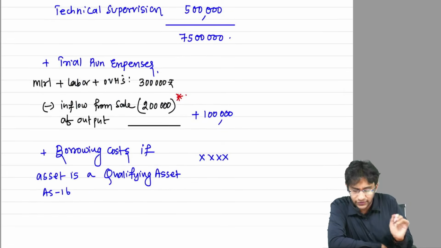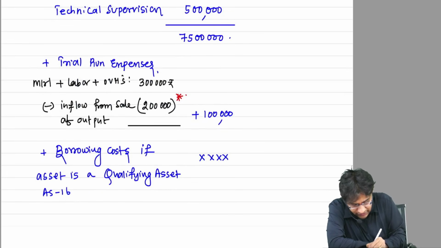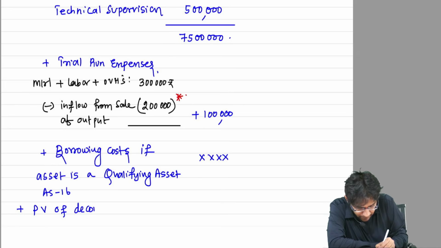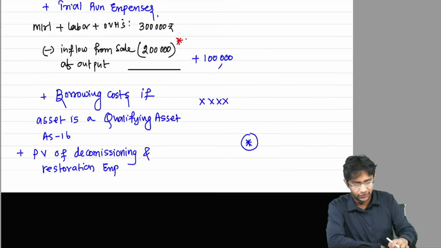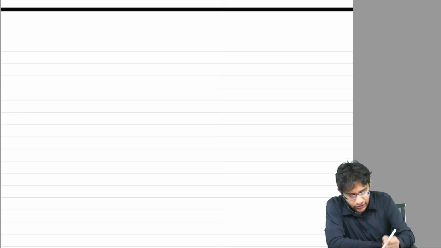So all this we have capitalized, fantastic, sir. Now finally, the last one is there. This is present value of decommissioning and restoration expenses. Now what is this? We'll come up with an example and then we'll come back and fill it up. Okay, now watch the example closely.